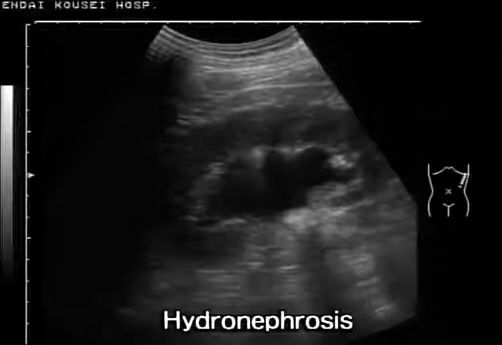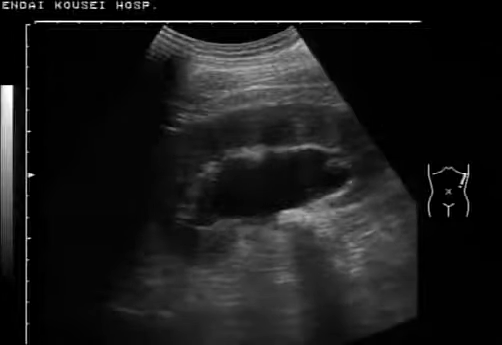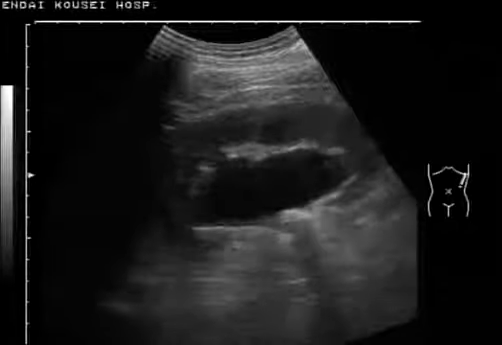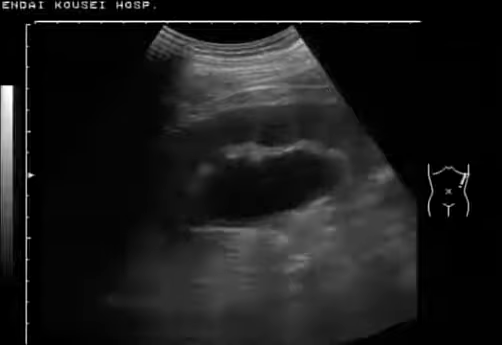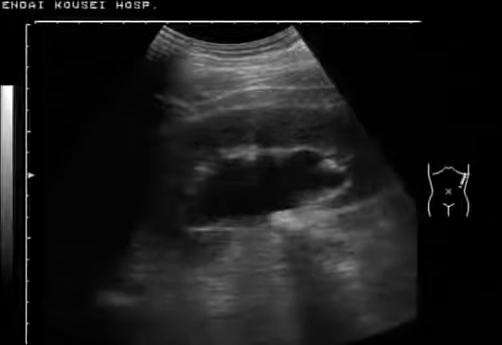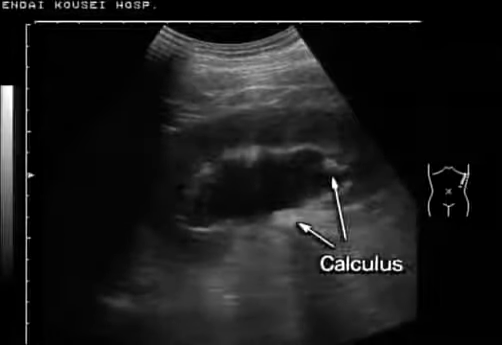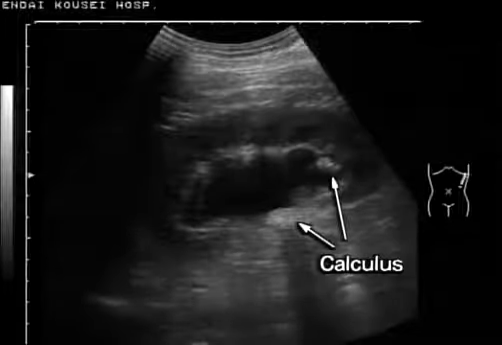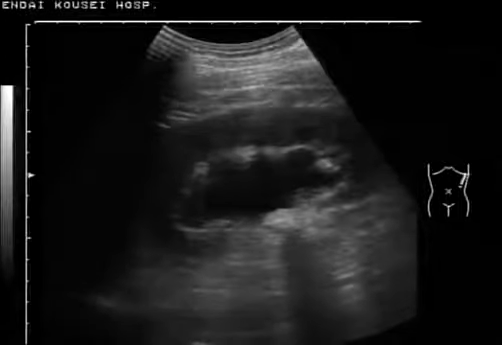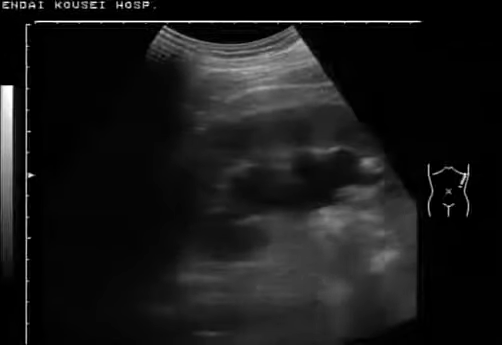This is a case of hydronephrosis. In a normal case, the renal pelvis cannot be visualized due to the echoes from the center. Hydronephrosis results in the retention of urine in the renal pelvis. Therefore, the renal pelvis appears as a no-echo area intervening the center. A calculus 15 millimeters across is seen at the renal pelvis and the origin of the ureter in a no-echo area. Furthermore, another calculus 10 millimeters across is seen in the inferior calyx.